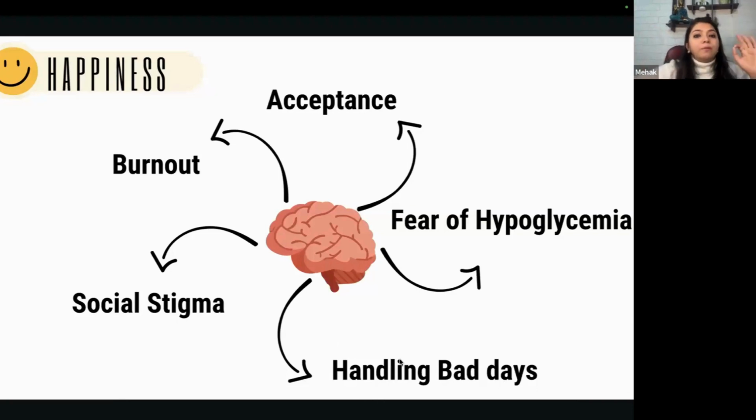Now, fear of hypoglycemia. This is my favorite topic. So first I'll tell you the meaning of hypoglycemia. We have fear that our sugars will go low. And that is why we keep eating after every 2 hours. How many of you believe that diabetics should not stay hungry and should eat after every 2 hours? If you believe, type me in chat box.